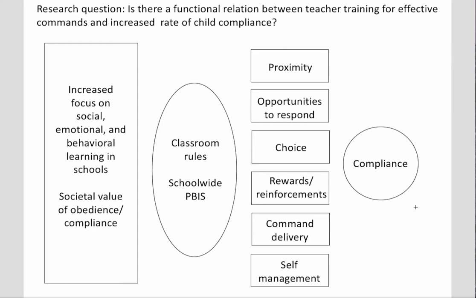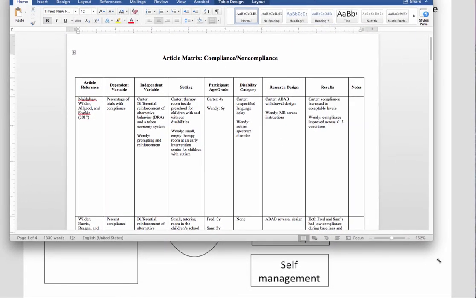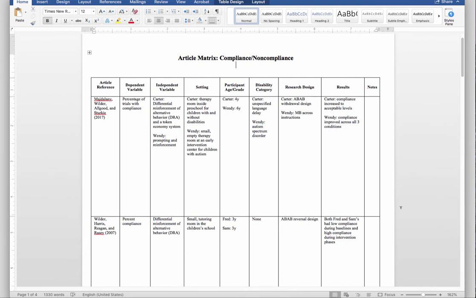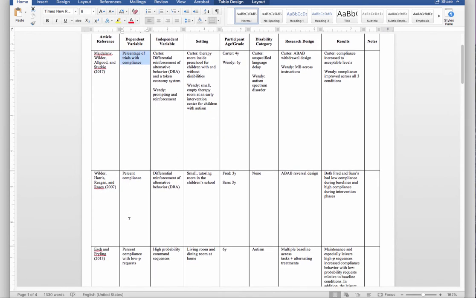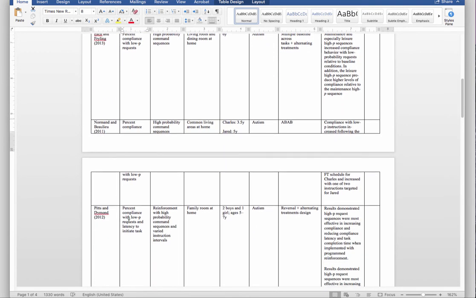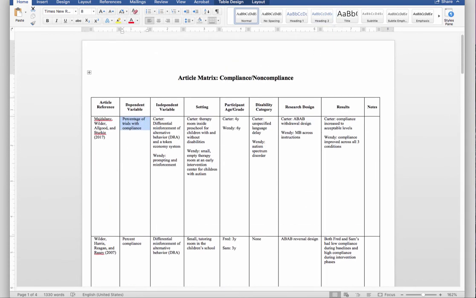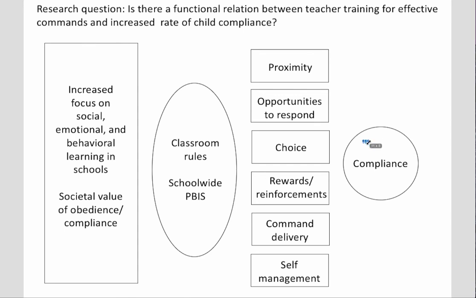So now we'll go and use the same person's article matrix. So here's the article matrix that she completed. Okay, everybody's article matrix looks similar to this. So here we have the dependent variable. So this is the dependent variable of interest, which again is compliance. So all the way down this column, you'll see that there is the word compliance in each cell, and that's because that is the dependent variable of interest that was highlighted right here, right?